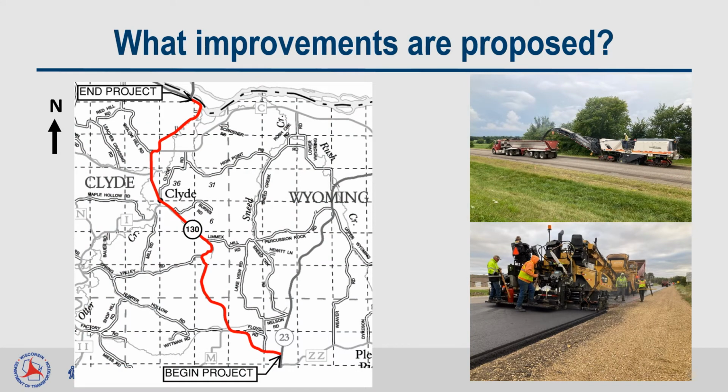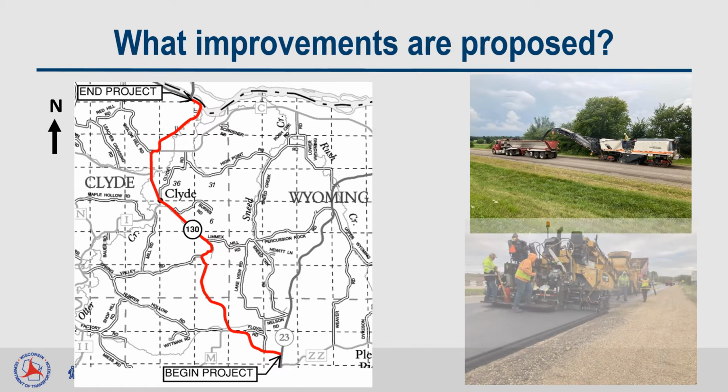The proposed project will replace the pavement on Wisconsin 130. Pavement replacement includes removing 4 inches of the existing asphaltic surface and paving back 4 inches of new asphaltic material. The picture on the top right is of a milling machine removing asphaltic pavement surface. A similar machine will be used for the proposed project on Wisconsin 130.